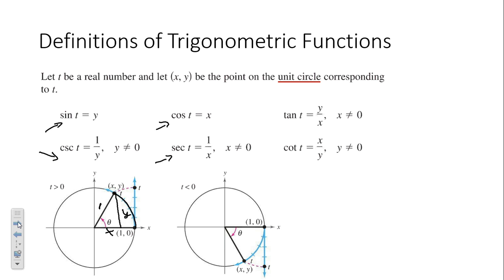So when we want the cosecant of t, we find the reciprocal of y, 1 over y. Secant of t, reciprocal, 1 over x. And cotangent of t, the reciprocal of tangent, x over y. So far, so good?